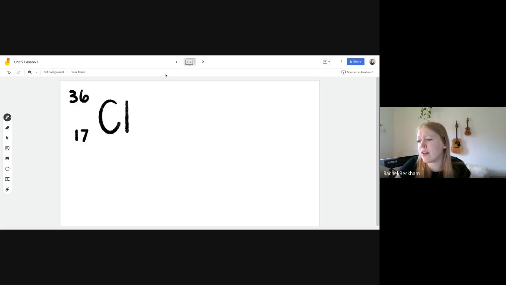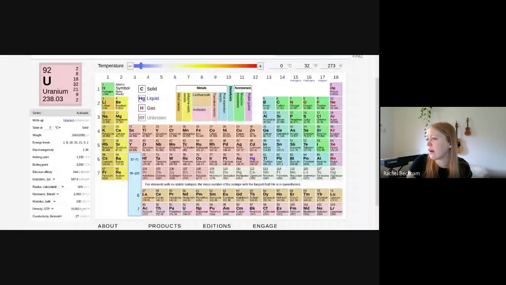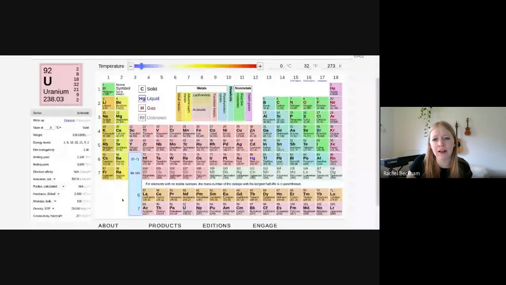When we look at this element right here, let's figure out what the name of it is. Okay, what's the name of this element? Well, we could go to the periodic table and find that element, find Cl. So we need to look here and find Cl. Okay, I see it right here, and you can look right up here. Cl stands for chlorine.